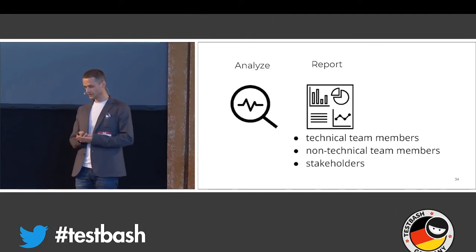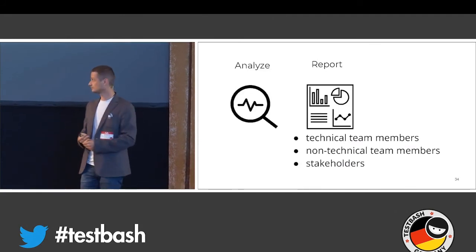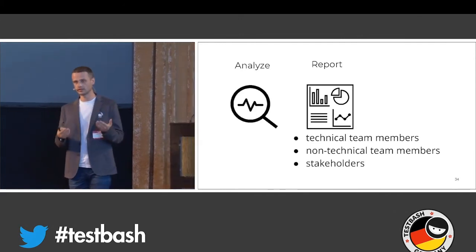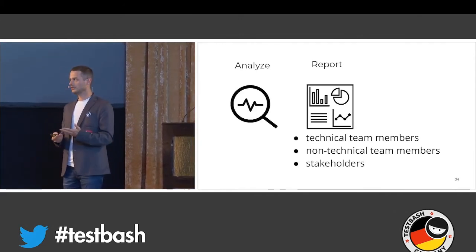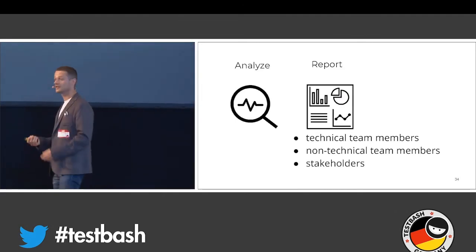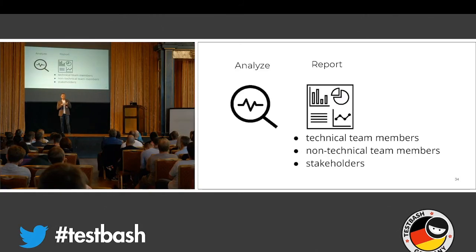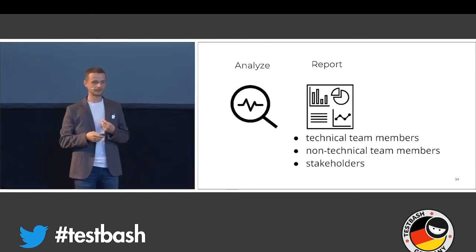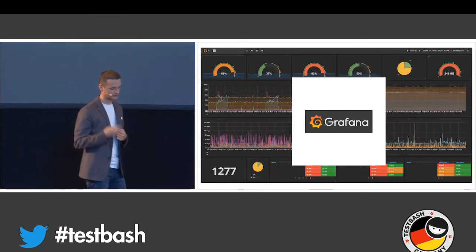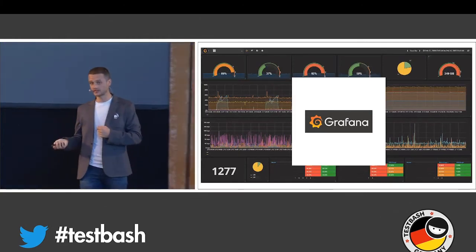Then, of course, you need to report information. And from my experience, you need to report to 3 main types of people: technical team members, non-technical team members, and stakeholders. Before creating a report, you need to understand which group you're going to report to and what they really expect you to show them. And a few nice tools to create reports and show information is, of course, Grafana.